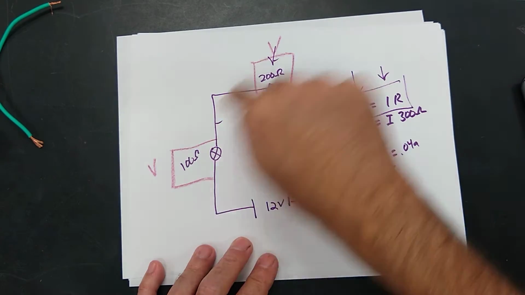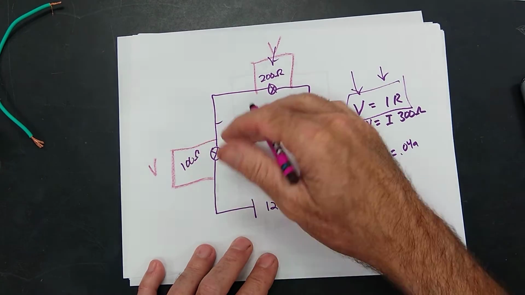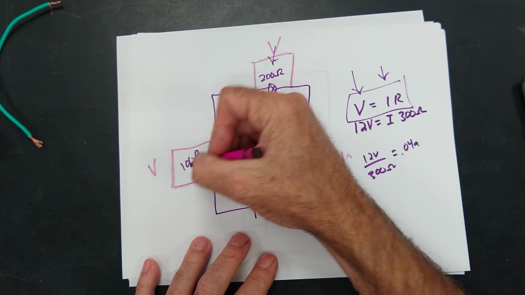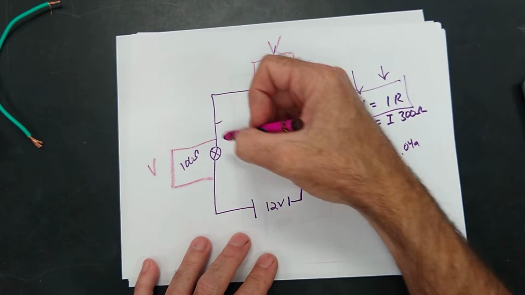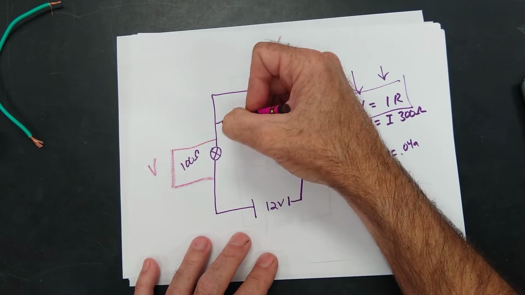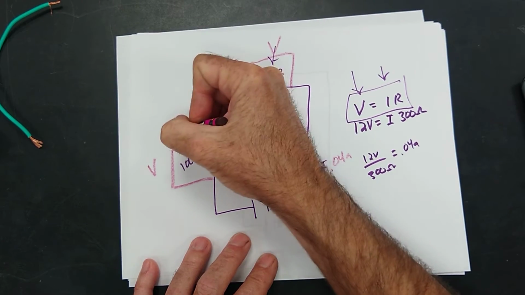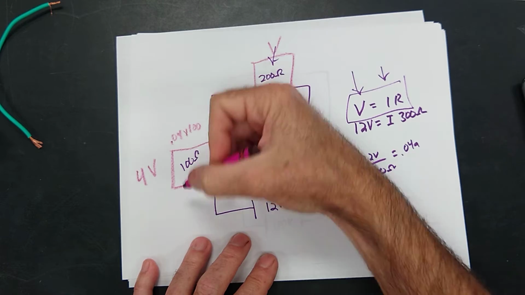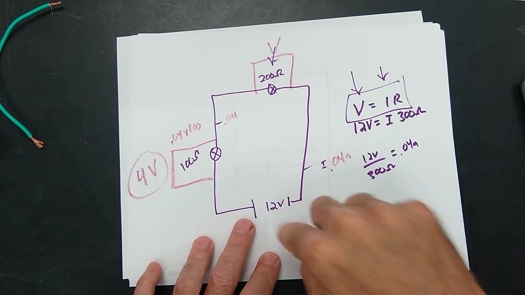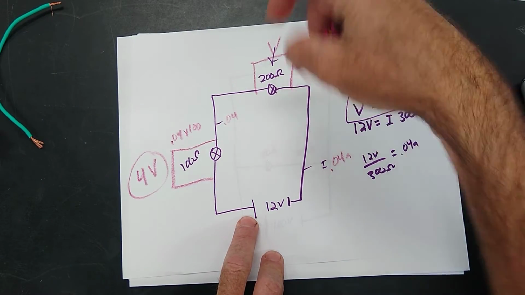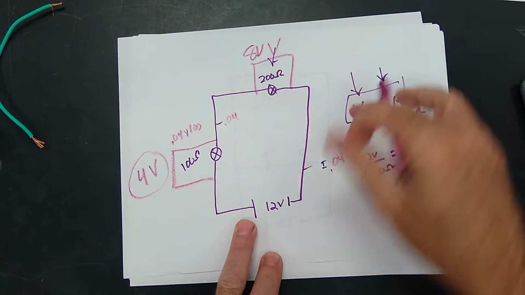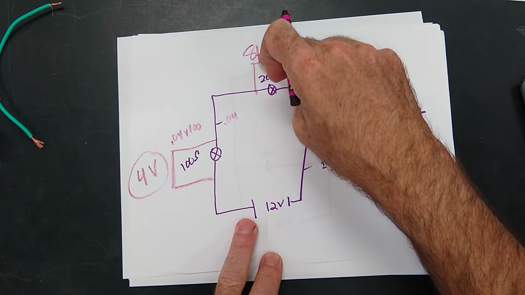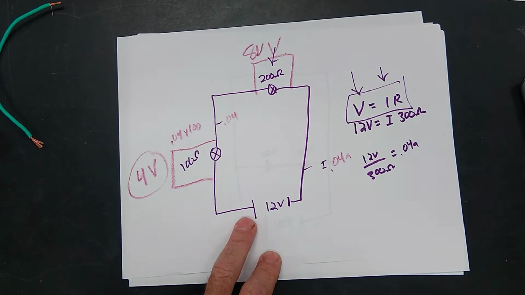Okay, what we do is we do V equals IR at each place. So we know the R here is 100 and the current everywhere is 0.04. So 0.04 times 100, you have 4 volts right here. And if you did the same math right here, you would have 8 volts right here. Isn't that easy? 4 volts and 8 volts adds up to your original 12 volts.